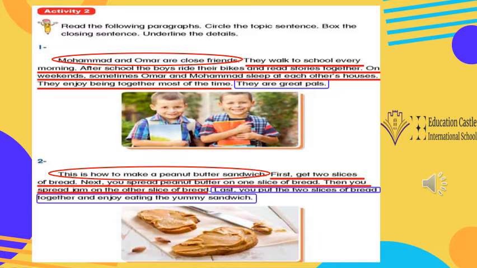Okay? The first sentence here, this is how to make a peanut butter sandwich, is the topic sentence, so we circle it. And after that, the details. First, get 2 slices of bread. Next, you spread peanut butter on one slice of bread. Then you spread jam on the other slice of bread. Last, here, it will be the closing or the conclusion of your paragraph. So we will put it into a box. Last, you put the 2 slices of bread together and enjoy eating the yummy sandwich.